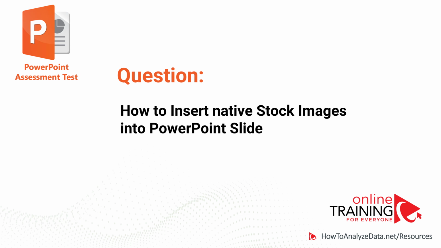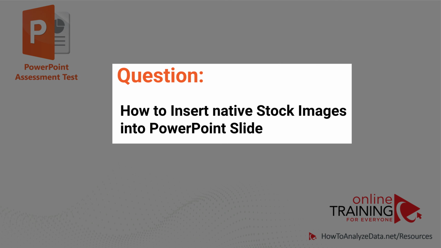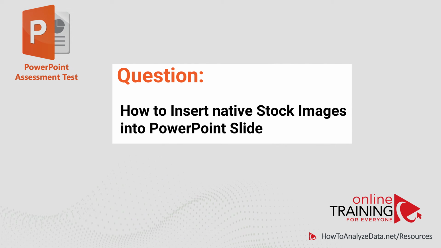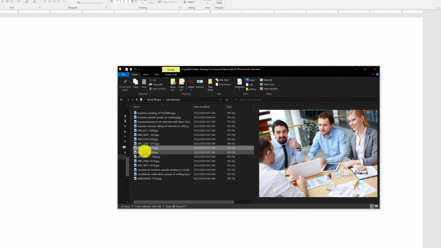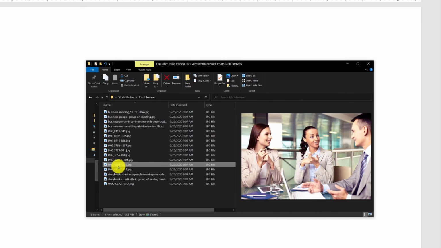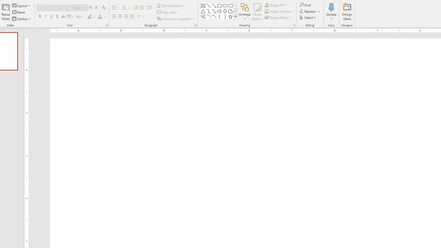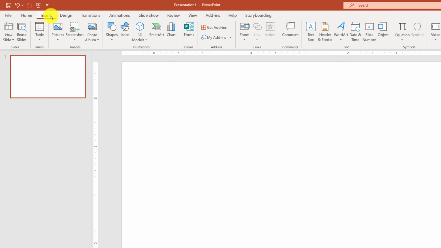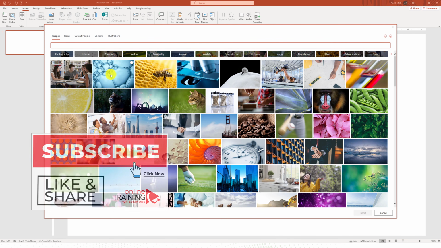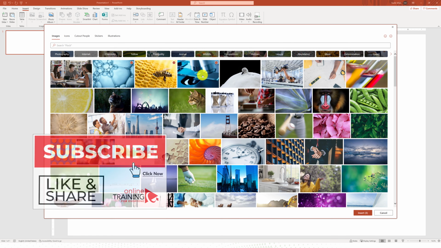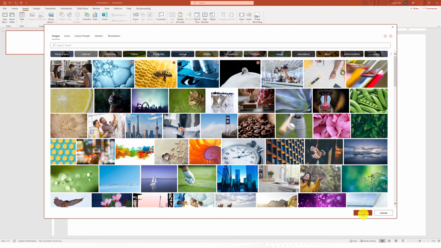A lot of times you might get a question, how to insert native stock images into PowerPoint slides. This is a tricky question because it does not ask you how to insert images from the File Explorer. Instead, it is looking for your knowledge of PowerPoint native insert capabilities. On Insert Ribbon tab, if you navigate to the Pictures, Stock Images, you have ability to select and insert different stock images available right in the PowerPoint.